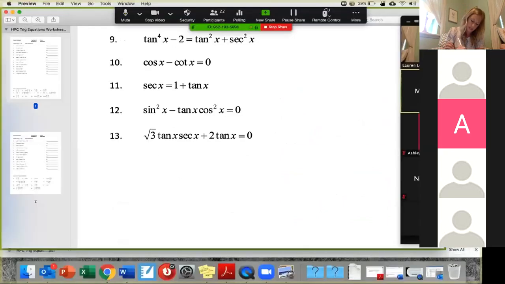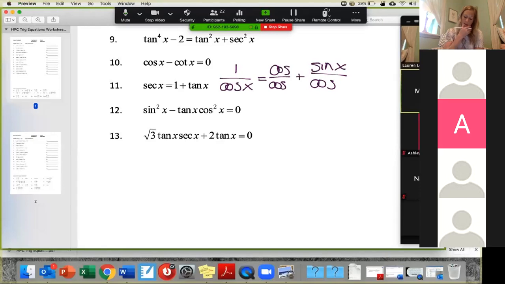I would say secant is 1 over cosine. Tangent is sine over cosine, which then tells me almost everything is over cosine in this case. So I would make 1 cosine over cosine. From here, I would then have 1 over cosine equals cosine plus sine over cosine.